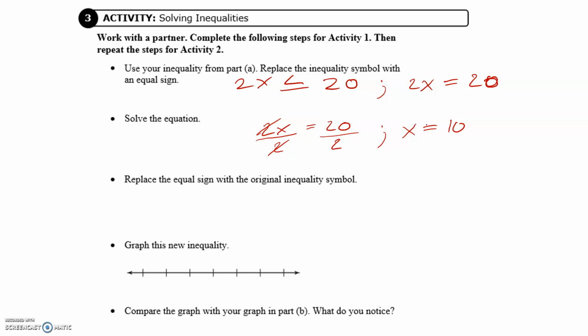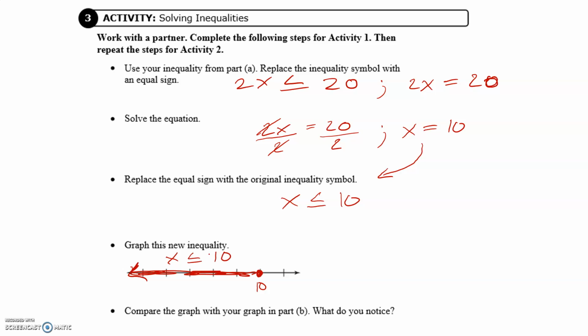Okay, part 3, step 3, replace the equal sign with the original inequality symbol. So I'm going to take that equal sign down, and instead of the equal sign, I'm going to replace it back with my original inequality, which was less than or equal to 10. And then graph this new inequality. So if I remember how to graph, I'm going to find 10. I'm going to use a closed circle because 10 is included. And then x is going to be less than or equal to 10, so it's going to be to the left. And so that is my inequality graph. X is less than or equal to 10.